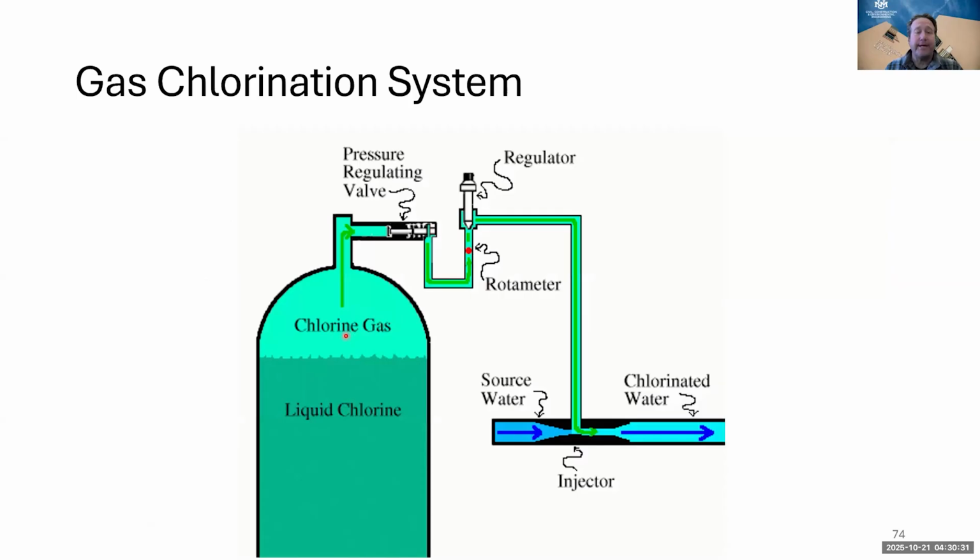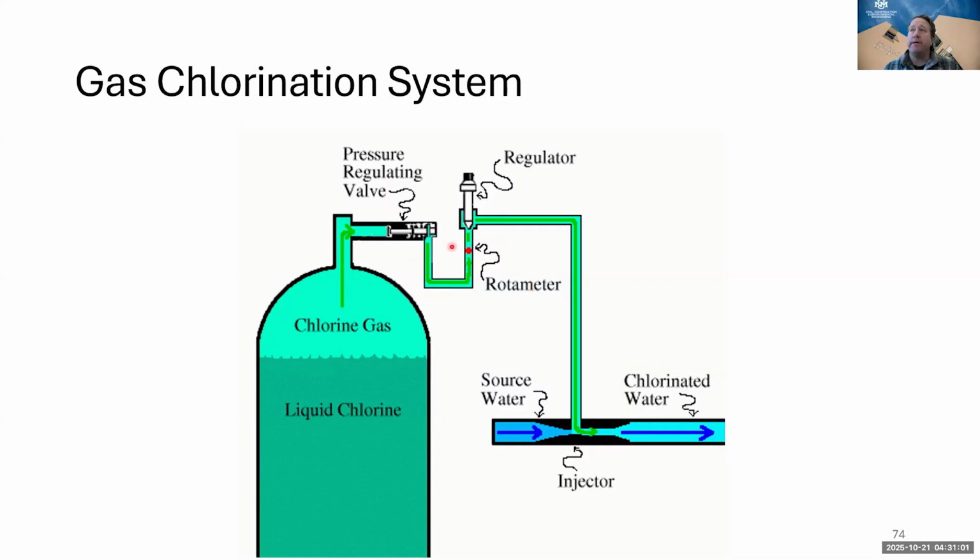This is what a typical gas disinfection system looks like. This is a 100 to 150-pound cylinder here. You can see it's filled 85% full. Bottom part is going to be that liquid chlorine under pressure and then the chlorine gas. It's going to travel out of that cylinder past a pressure regulating valve. And so, definitely you don't want to have it all escape at once. You want it to go out under a very controlled pressure. So that's what that PRV is for.